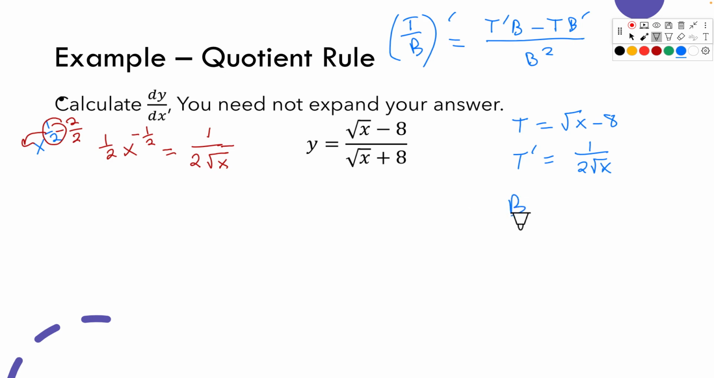In the bottom is square root of x plus 8. And the derivative of the bottom, now again, derivative of 8 is 0, derivative of square root of x, that's just going to be 1 over 2 square root of x. So we've got the derivative parts down, right?